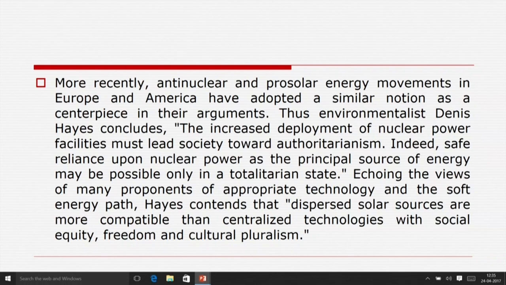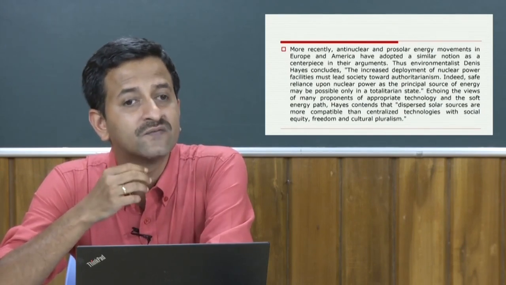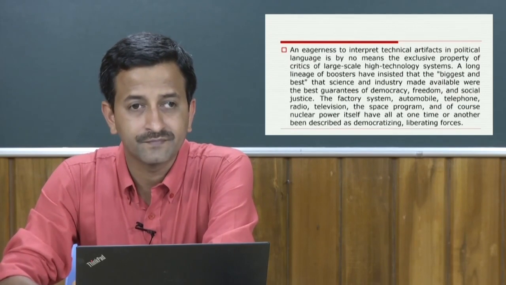That's why, when we talk about the way Hess pointed out that the increased deployment of nuclear power facilities must lead society towards authoritarianism. Indeed, self-reliance upon nuclear power as the principal source of energy may be possible only in a totalitarian state. Hess contends that dispersed solar sources are more compatible than centralized technologies with social equity, freedom and cultural pluralism. Okay?